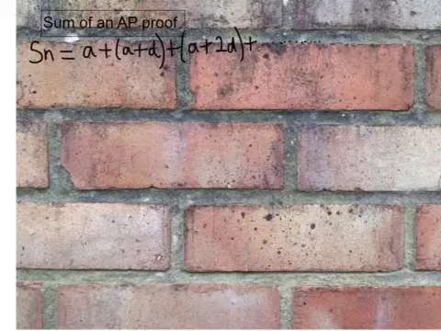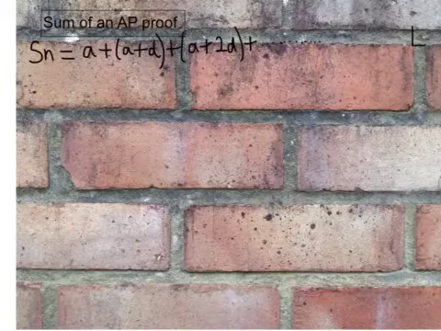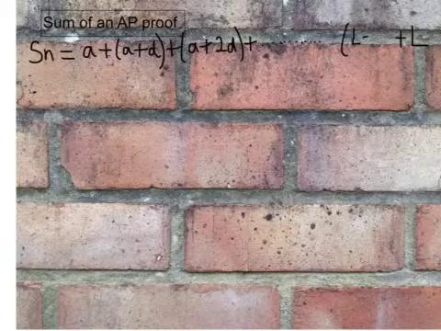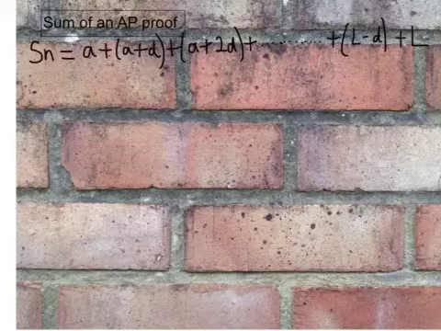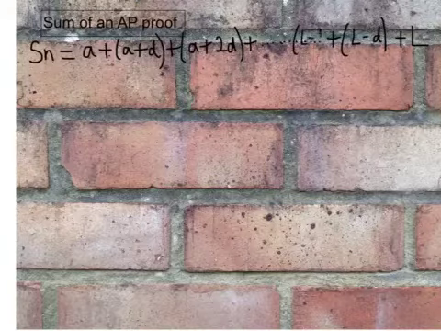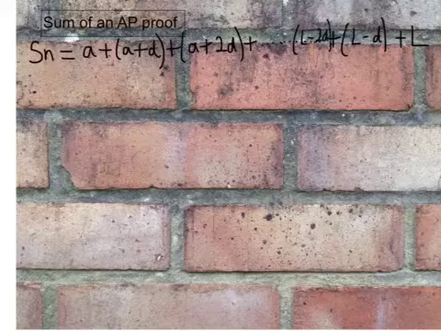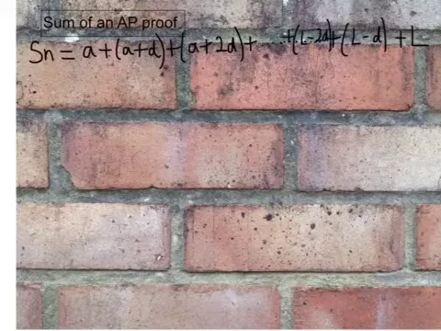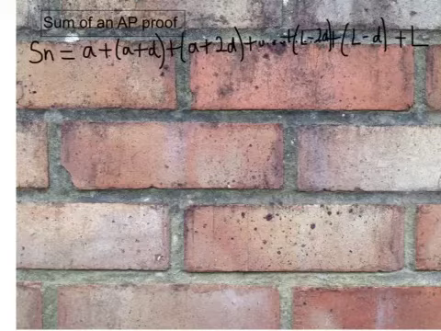So what I'm going to do is put in the very last term, which I'm going to call L, and then the term before that, which is L minus D. Shall I squeeze in the next one? Yeah, go on then, let's do it. L minus 2D squeezed in there with some pluses, and it must go plus dot dot dot plus.